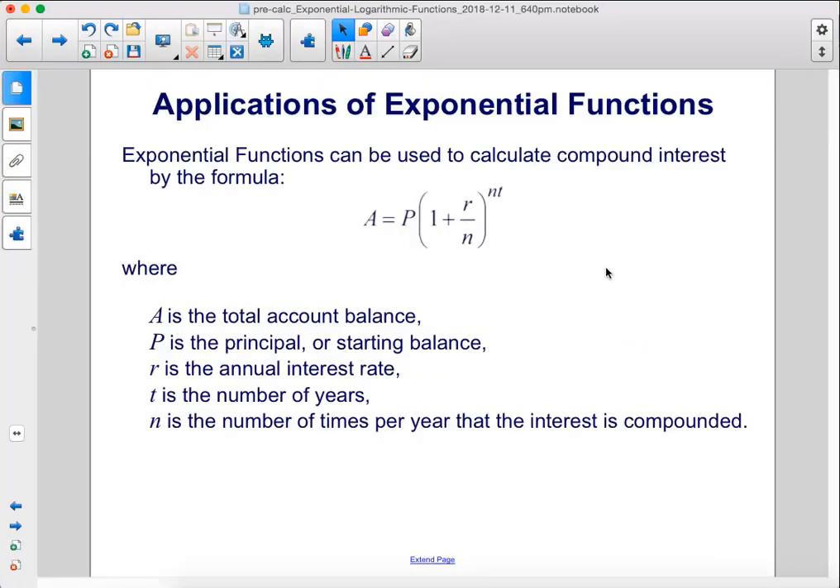Exponential functions can be used to calculate compound interest by the formula A equals P times 1 plus r over n to the nt power, where A is the total account balance, P is the principal or the starting balance, r is the annual interest rate, t is the number of years, and n is the number of times per year that the interest is compounded.